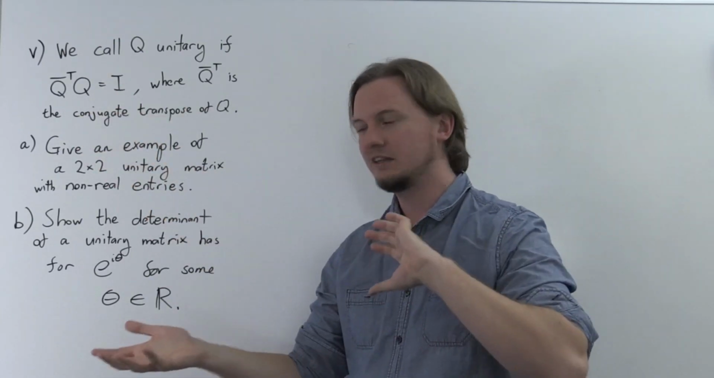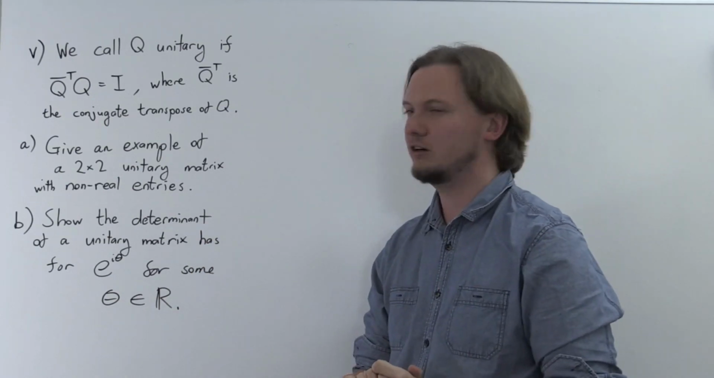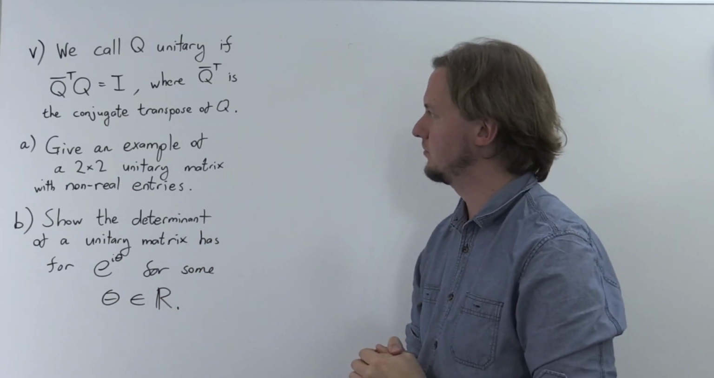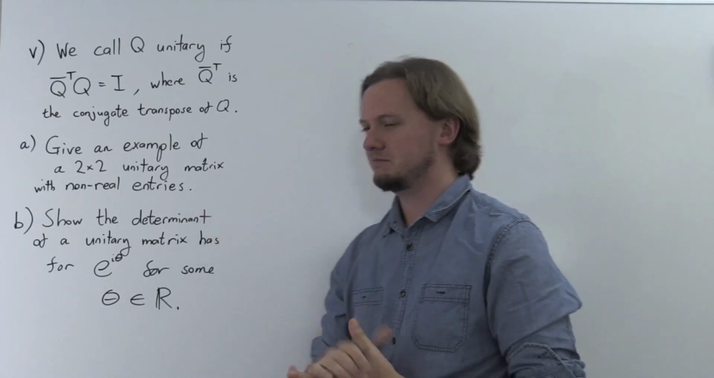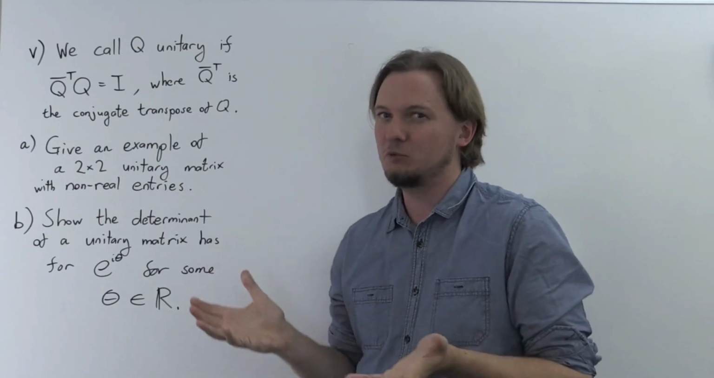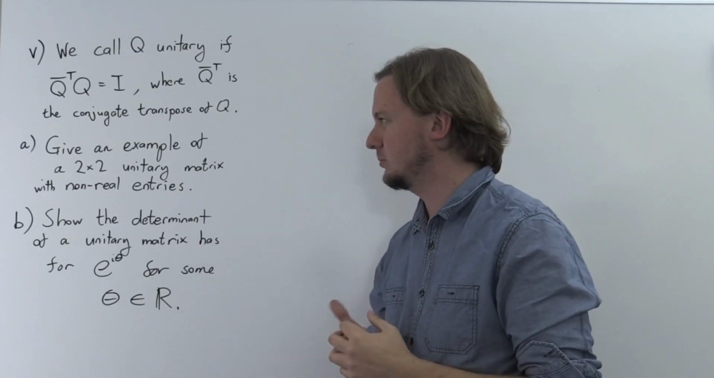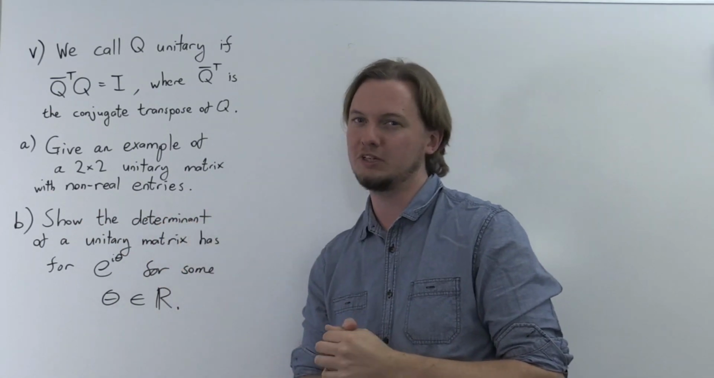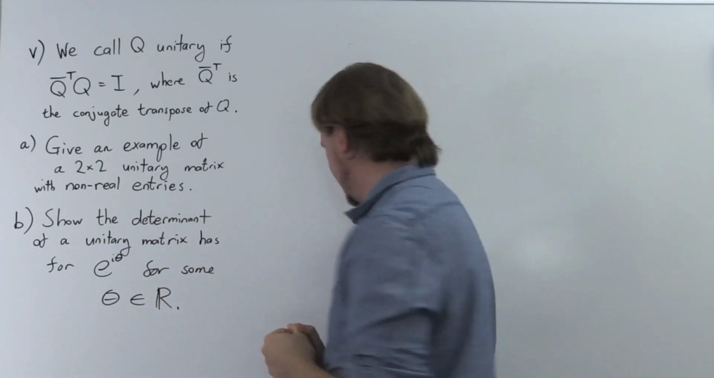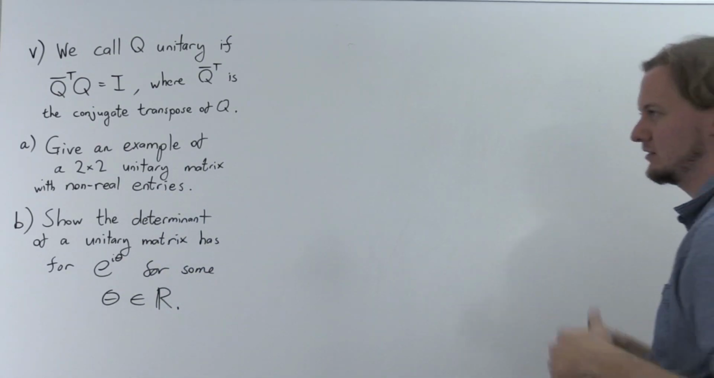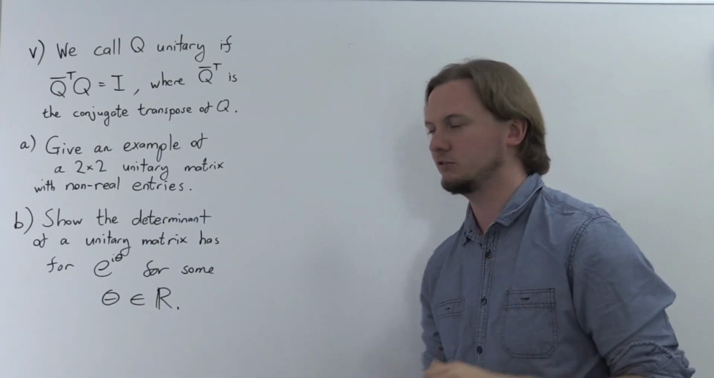You take the entries of the matrix, you take their complex conjugate, and then you take the transpose. Now, the first one is in some ways not very hard. It's saying just give me one example of a 2x2 unitary matrix, but make it an interesting one. It has to have some non-real entries. That may be hard if you haven't met these matrices before, so let's work out some conditions that will make our search a bit more efficient.